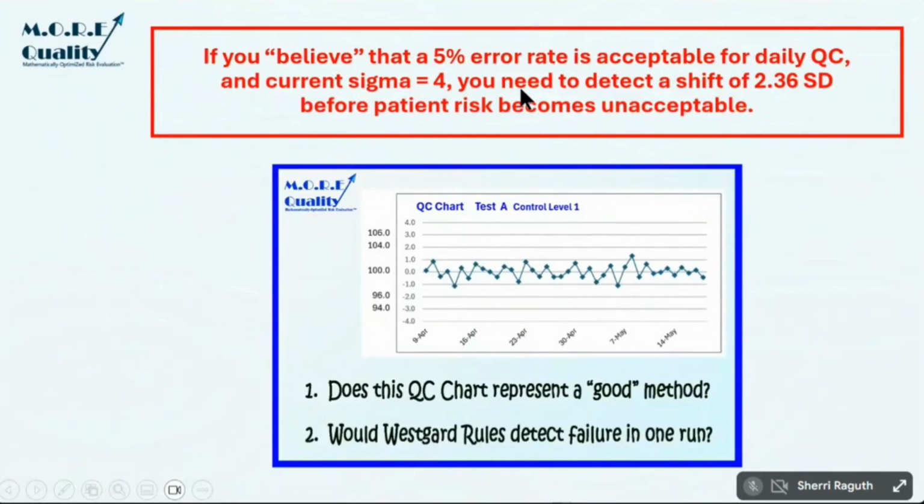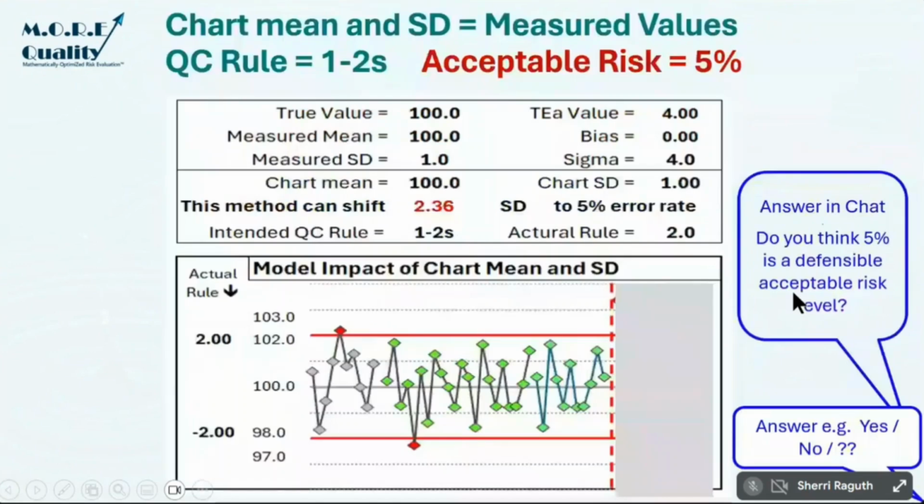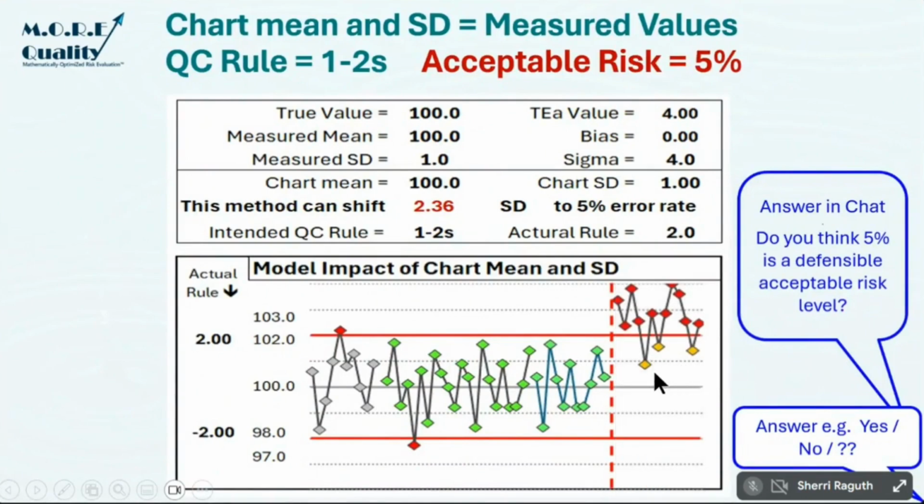So if you think that 5% is an acceptable error rate, and that's what Westgard has taught us, then you can shift 2.36 standard deviations. If you use your real mean and SD, yes, you will detect that shift. Out of this 15, you've only got 3 that are not flagged. So there's a good probability you'll see that shift in the first flag.